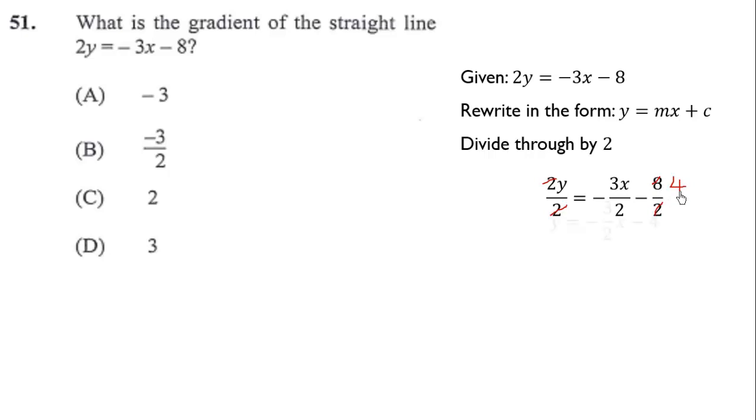So this will give us this, and we compare this equation to this, we have m is equal to negative 3 over 2. Therefore the slope is negative 3 over 2.